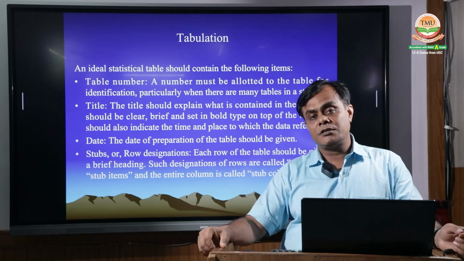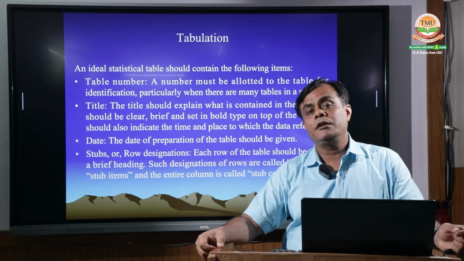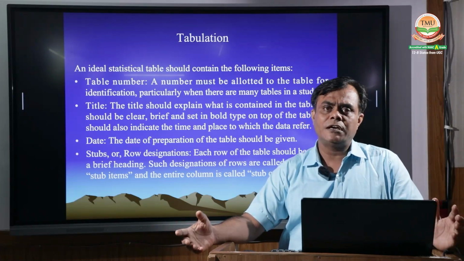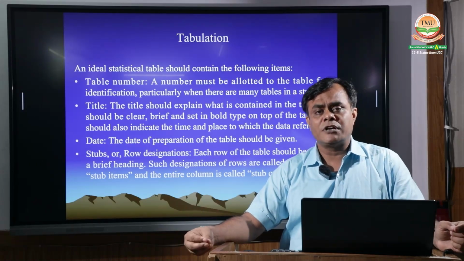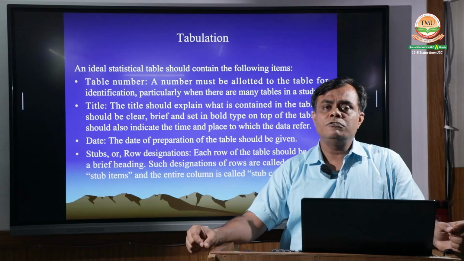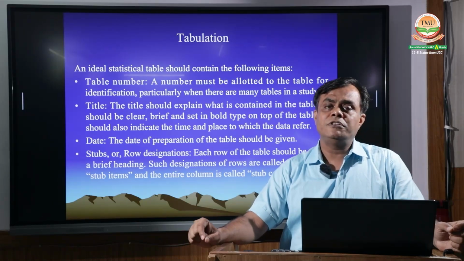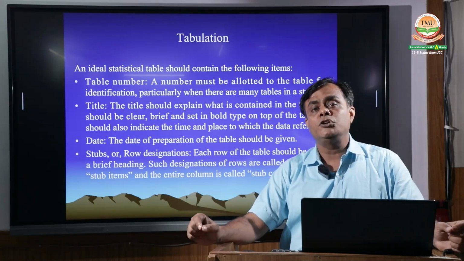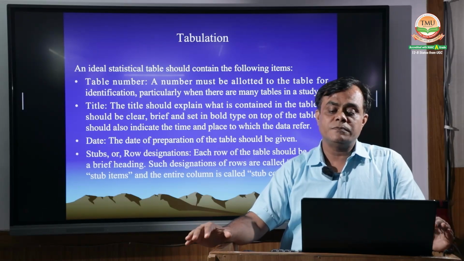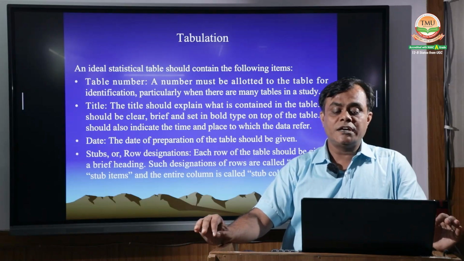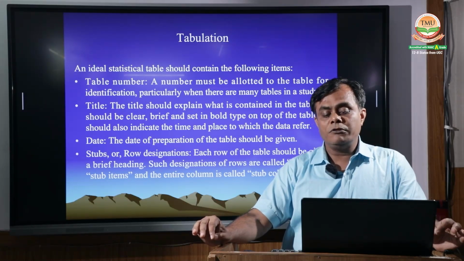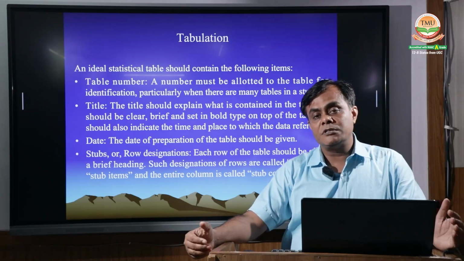So when you are studying and presenting data in various tables, when there are several tables in your data, or simply if there is more than one table in your study, you have to allot every table a unique numerical number. A number must be allotted to the table for identification, particularly when there are many tables in the study.